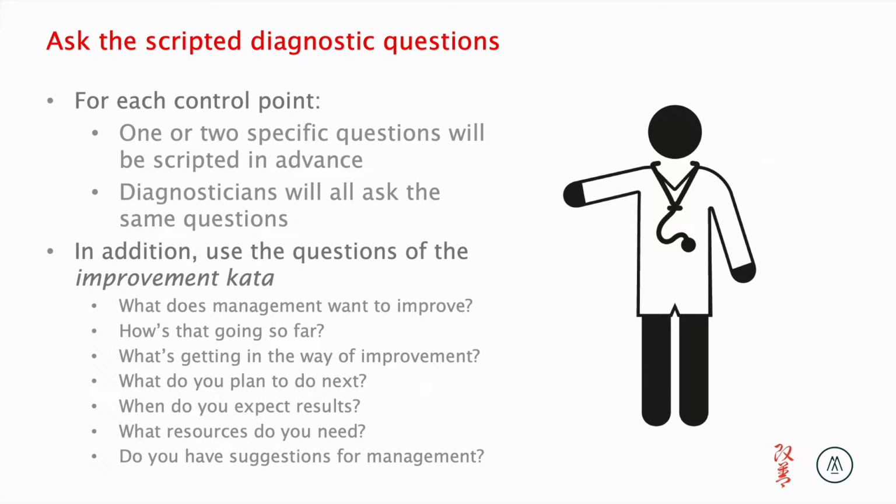The second kind of question really pertains to the use of the improvement kata. The improvement kata, which is well known at the Rodent Consulting Group, contains the following questions. What does management want to improve? What is the target? What's going on now on the Gemba? What's getting in the way of improvement? What do you plan to do next? When do you expect to see results?